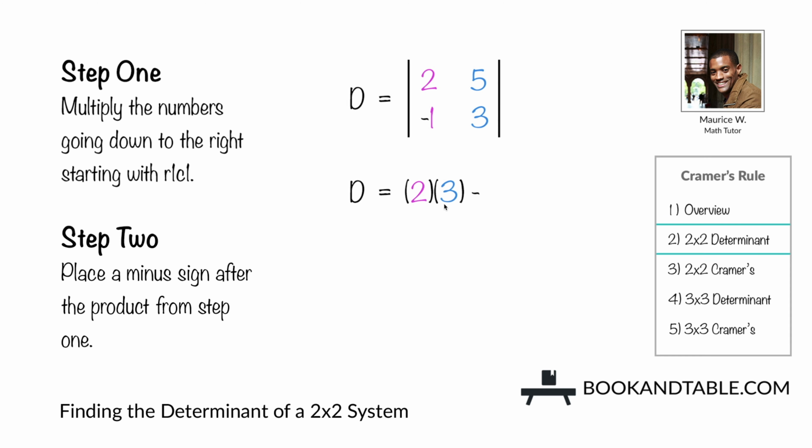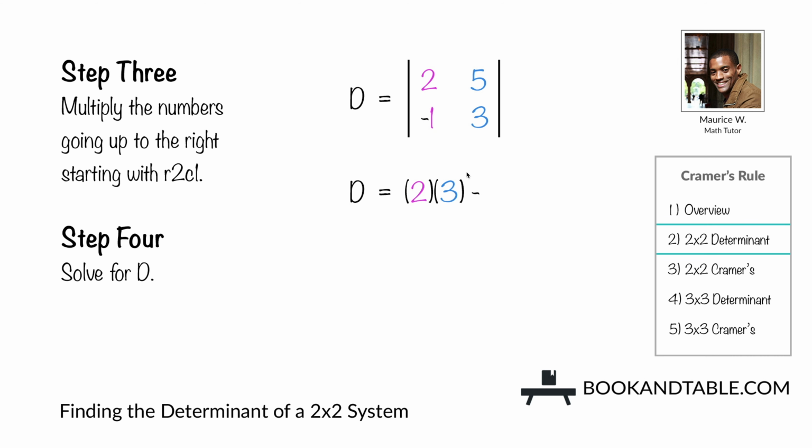And then the second step is to place a minus sign after the product from step 1. So we have 2 times 3 minus. And now step 3, we want to multiply the numbers going up to the right, starting with R2, C1. So the second row and the first column leads us to -1. And we want to multiply -1 and 5, since we're going up to the right. So we wind up with 2 times 3 minus -1 times 5.